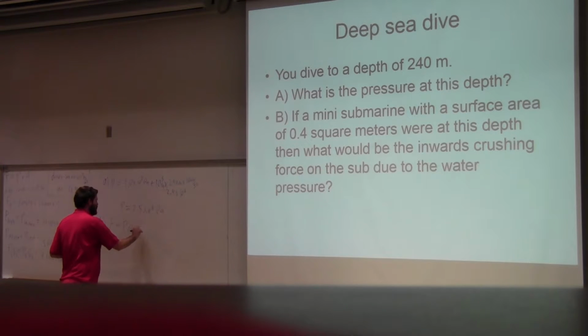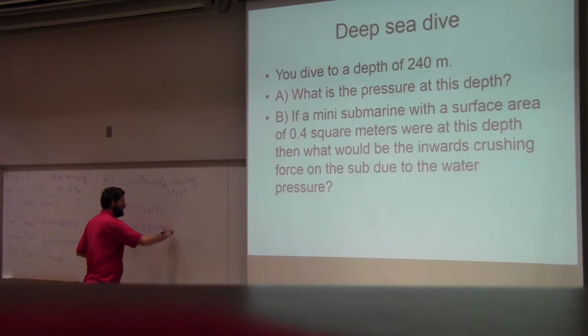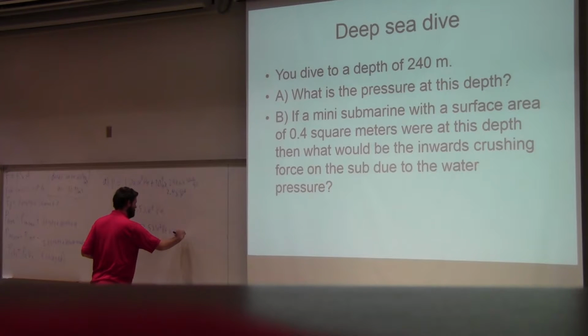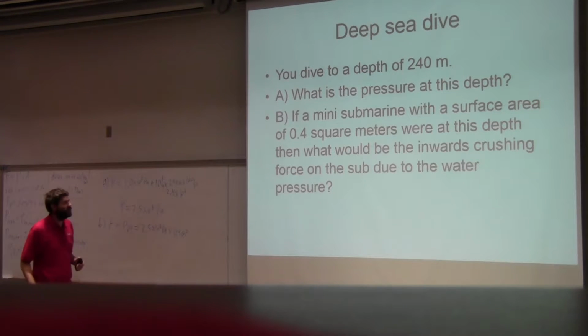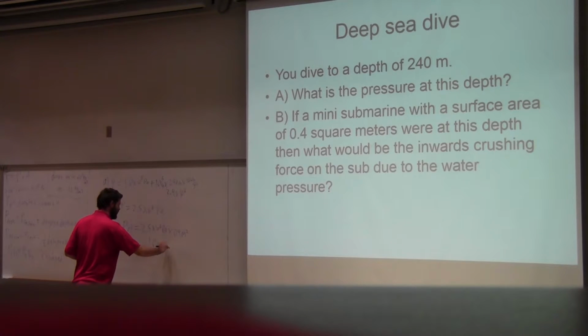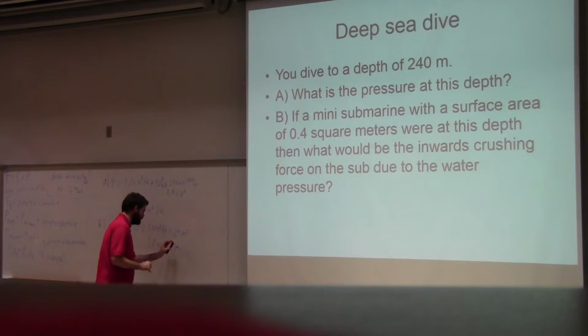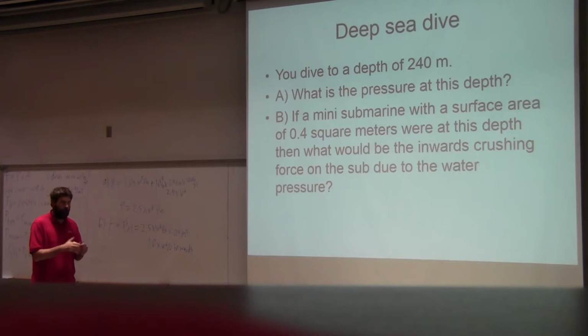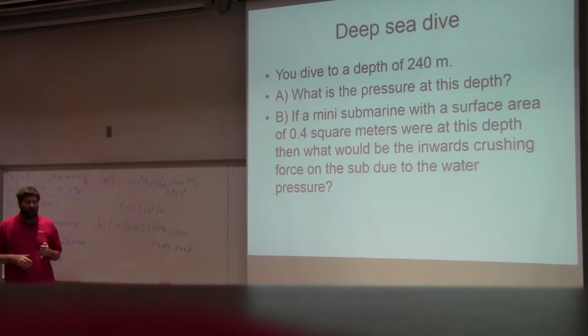So this is 2.5 times 10 to the 6th pascals times 0.4 meters squared. And then this gives us 1.0 times 10 to the 6th newtons inwards. And inwards is spelled with an N, not an N. Okay. All right. So hopefully that's fairly straightforward so far. More complicated stuff to come.